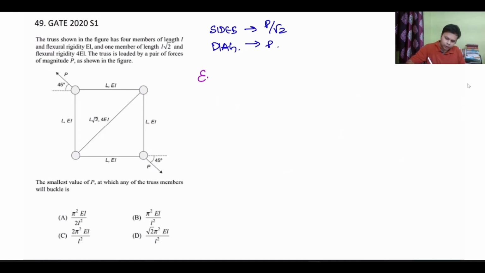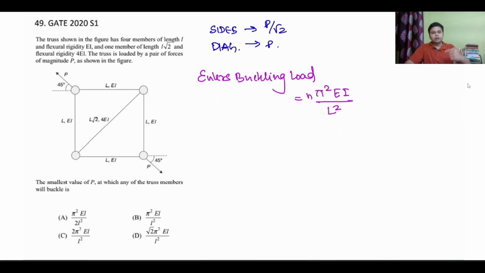Now I am going to borrow a concept from the chapter of columns, that is Euler's buckling load. So what is Euler's buckling load? It is given by pi square EI divided by L square. Actually it is n pi square EI by L square, but since all the members are hinged at both the ends, the value of n will be equal to 1. So I'm writing pi square EI by L square.